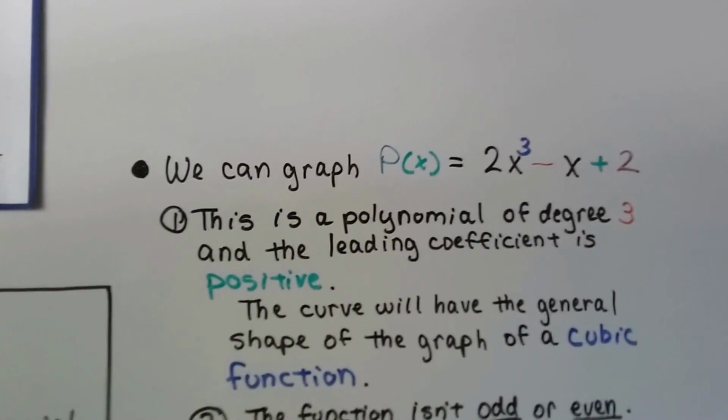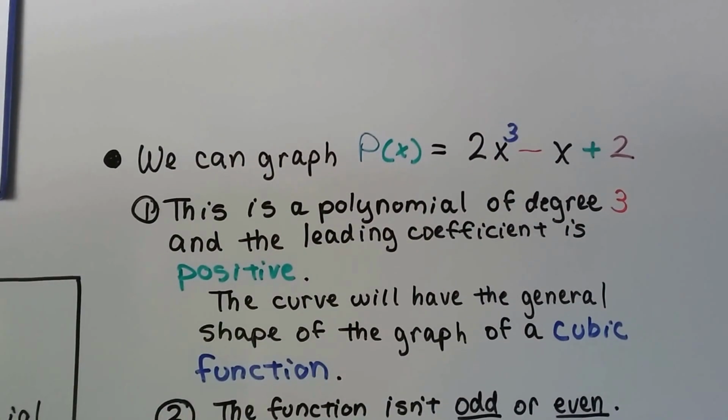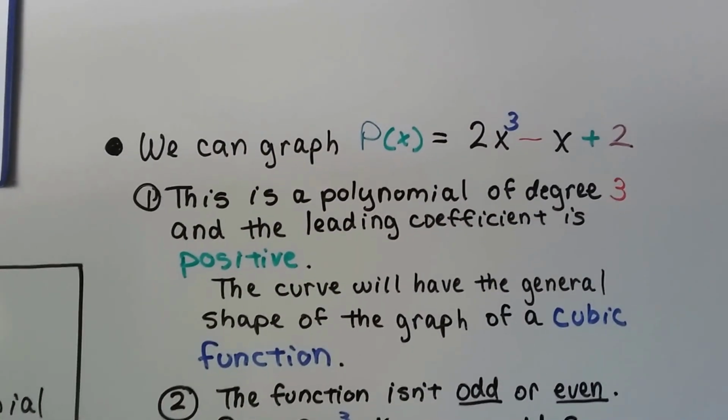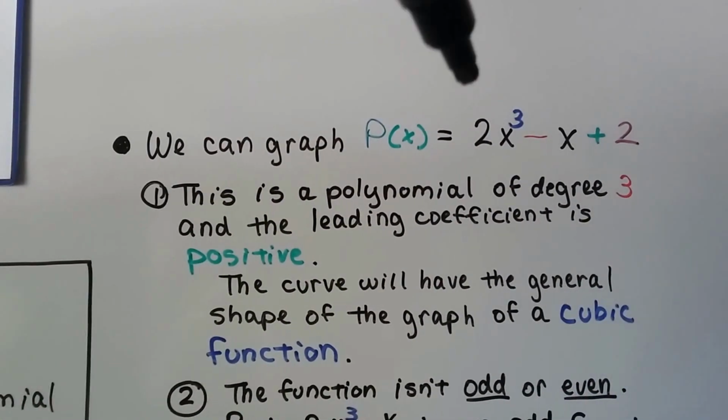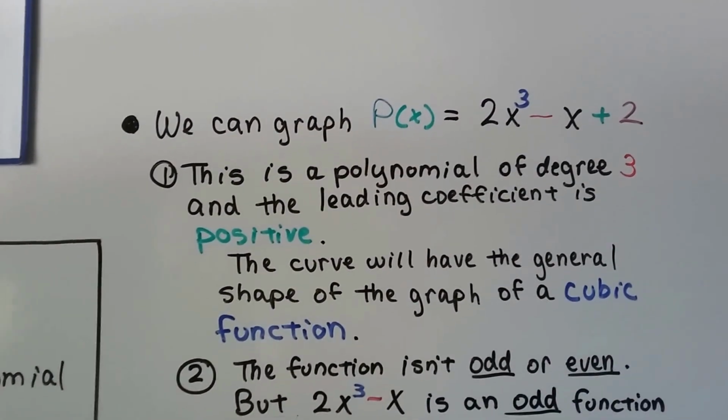So we can graph this polynomial, p of x equals 2x to the third minus x plus 2. And this is a polynomial of degree 3, because we have a little 3 exponent here. And the leading coefficient is positive, that's a positive 2.